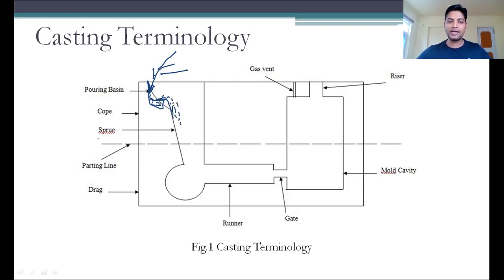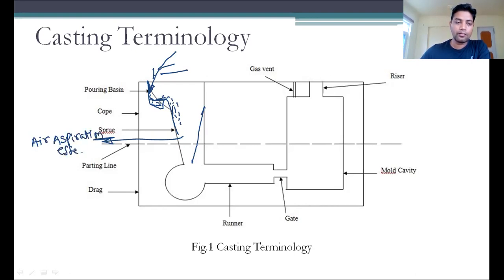Next to that, there is a sprue. Okay, so the sprue is in the tapering section. The reason for the tapering section is to protect the casting from the air aspiration effect. What is the meaning of this air aspiration effect, and what is this?